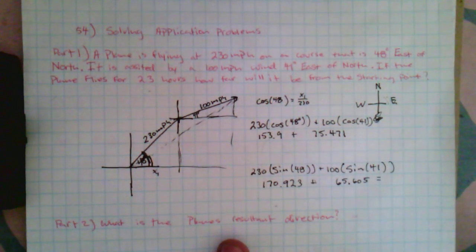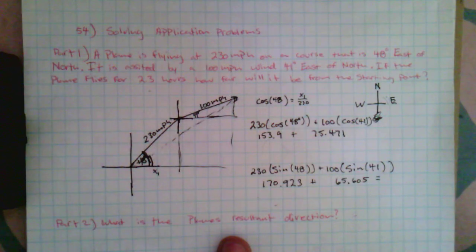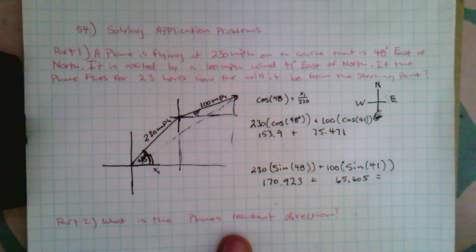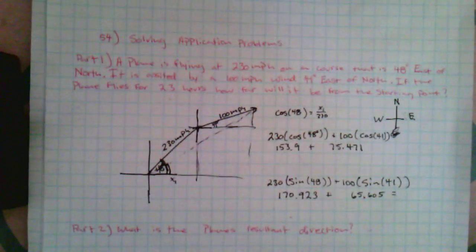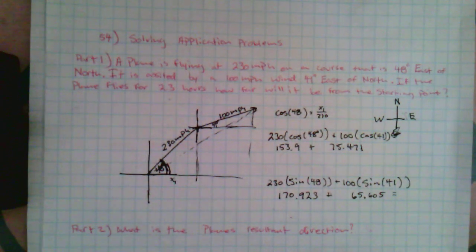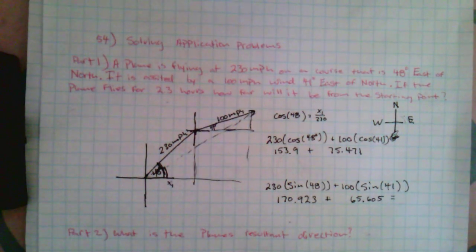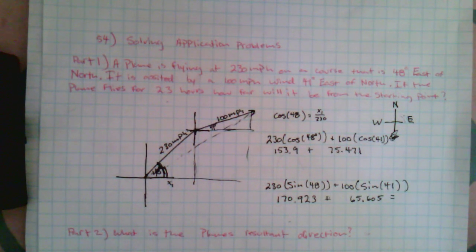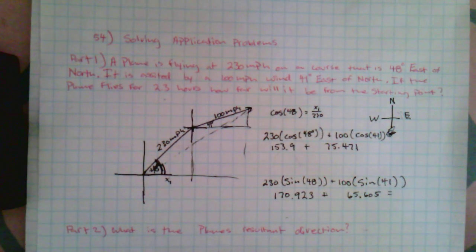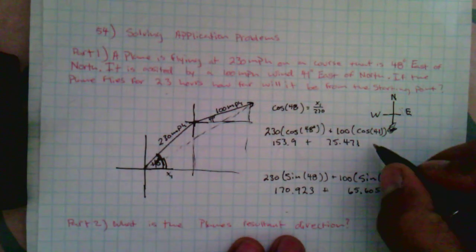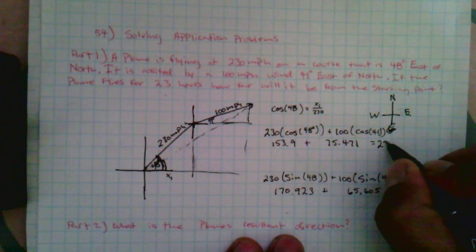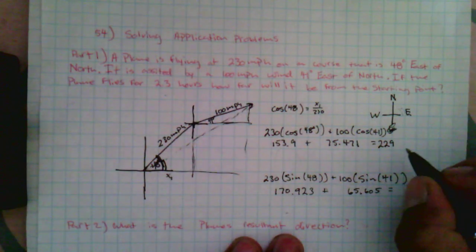Alright, so now let's go ahead and add these. Gotta clear the space below. Okay. 153.9 plus 75.471. And that will equal 229.371.